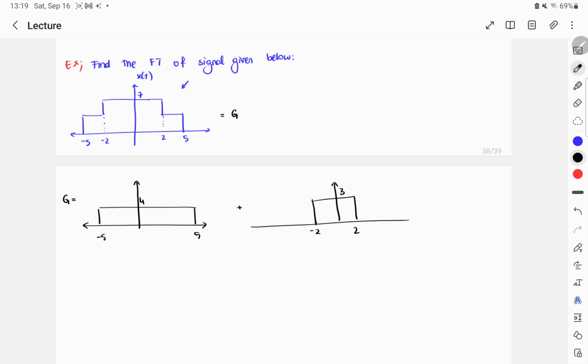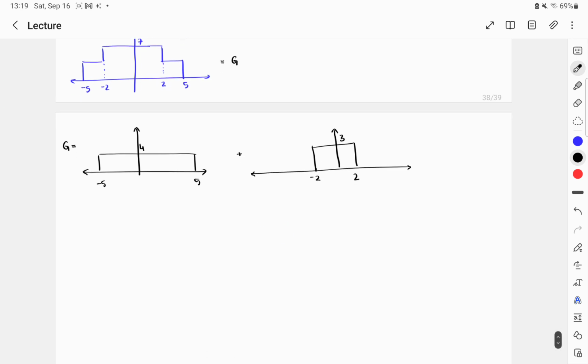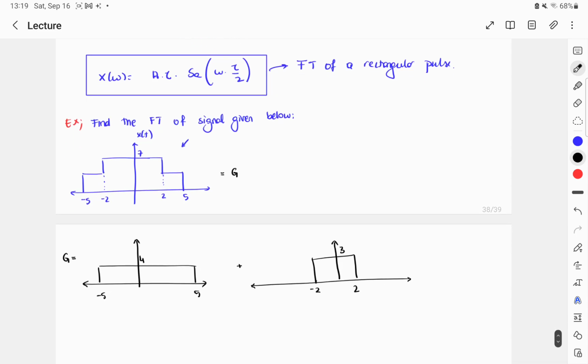And we actually need to find the Fourier transform of these ones individually and then sum them up, as we know that the Fourier transform has the linearity property. If we sum the signals themselves, we need to sum the Fourier transforms as well. So what do we do here? We just apply the previously found formula, and we know that we have amplitude times tau. Like, this is tau minus 2, and this is tau, and this is the amplitude. So we basically first need to find the area times the sample omega tau over 2.